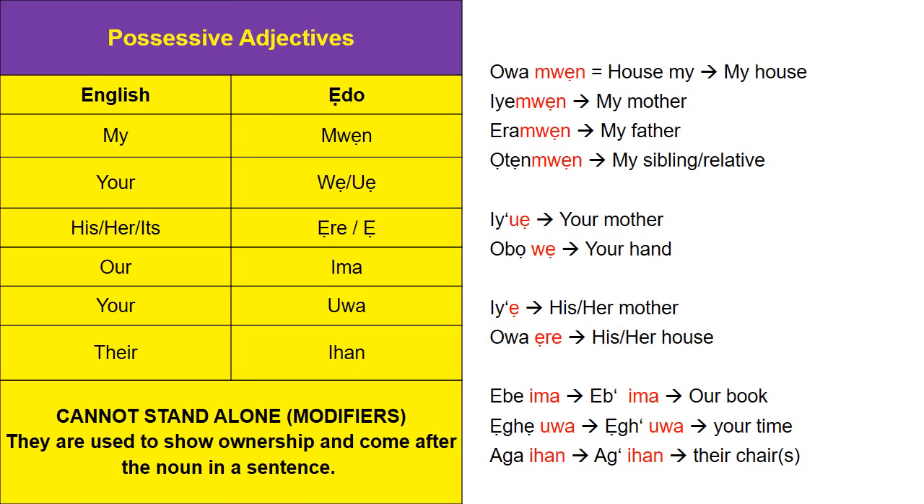And the same applies to ere uwa. So eruwa, your time. And aganya. You see, I can't even pronounce it. Aganya, because we don't say that. We say aginya. So their chair or their chairs.